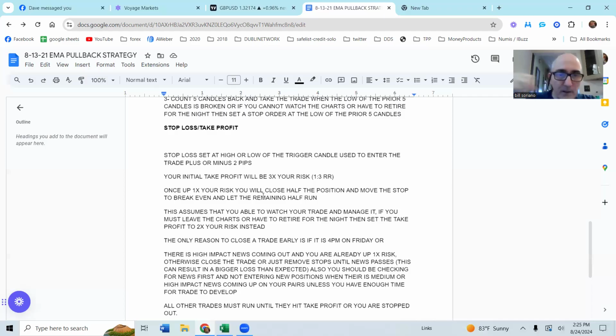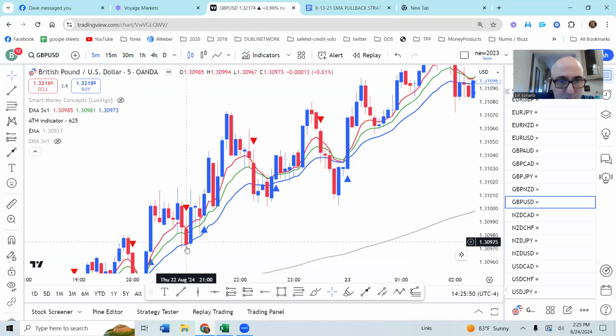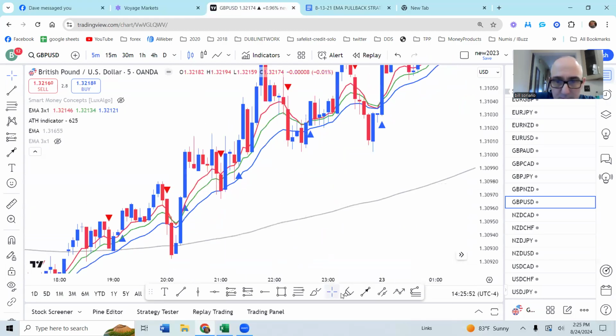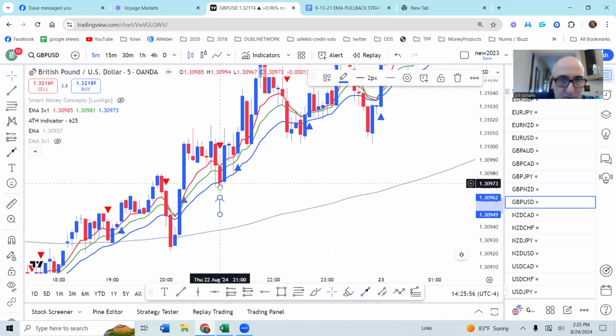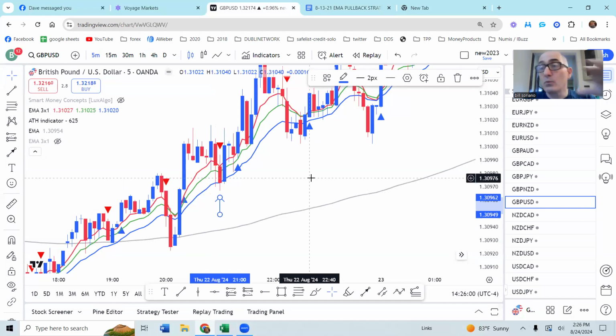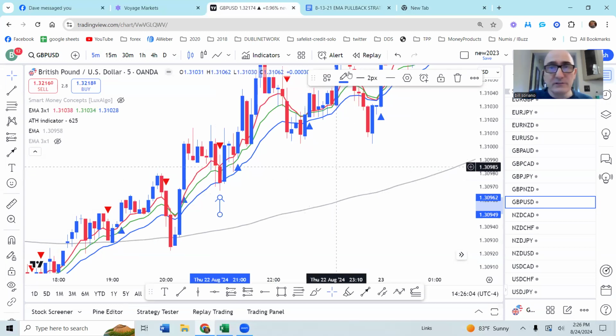So again, stop loss is set at the high or low of the trigger candle used to enter the trade, plus or minus 2 pips. In this case, this was the trigger candle. Since this was a buy, we would have set our stop loss at 2 pips below this trigger candle. It doesn't matter which of the entry methods we use, the stop loss always goes in the same place.